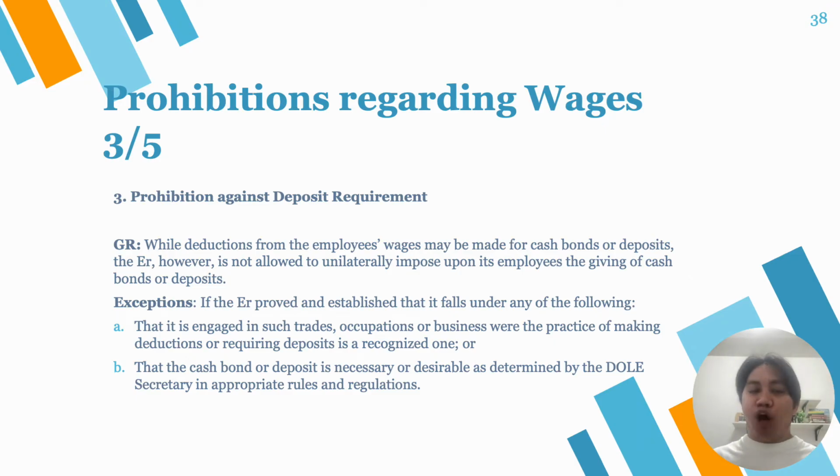That the cash bond or deposit is necessary or desirable as determined by the Department of Labor Secretary in appropriate rules and regulations. So there are certain industries, trade, where the employer needs security from the employees because the employees will handle valuable stuff, like say valuable equipment or cash, for example, handling of cash. So in order to make the arrangement more secure, then the employees are required to make certain deposits.